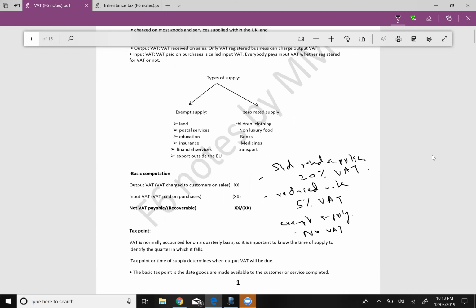And some are zero rated supplies, on which no VAT will apply.